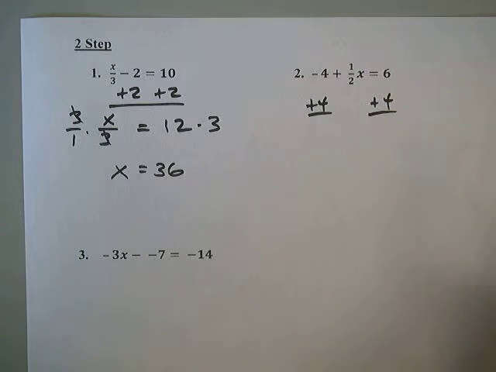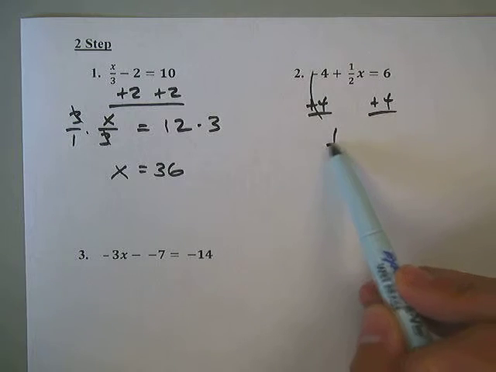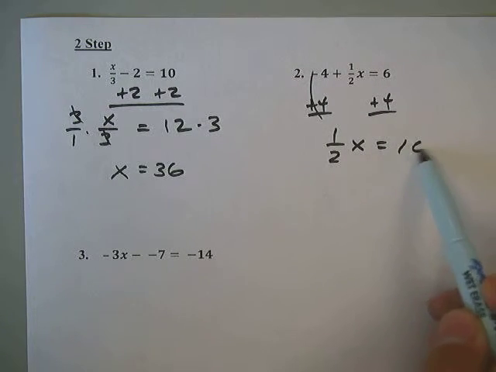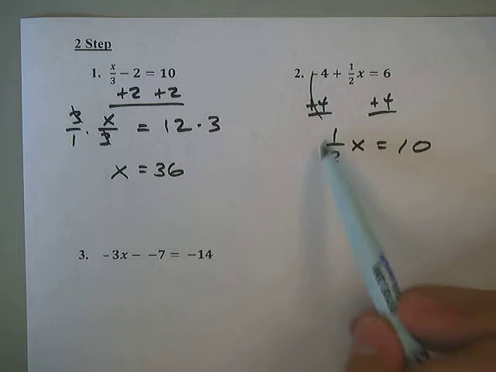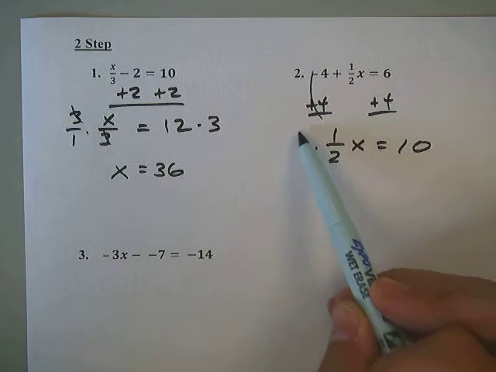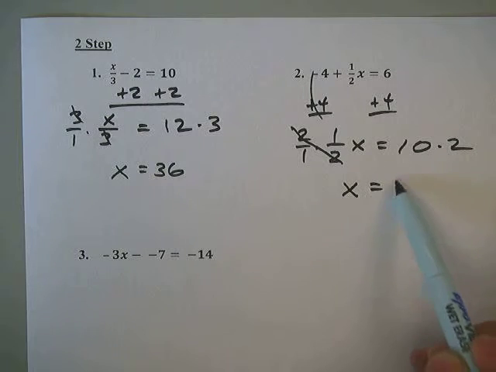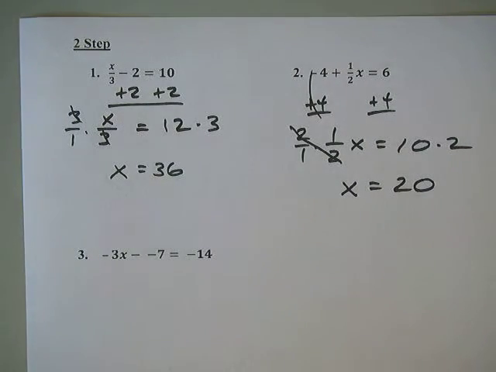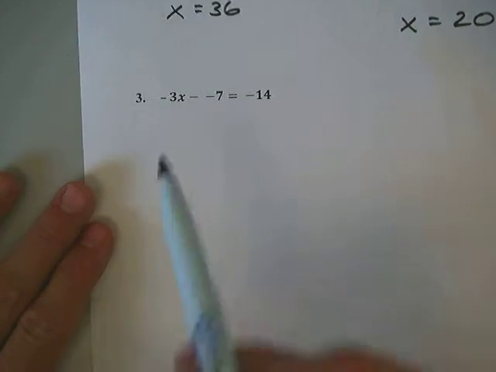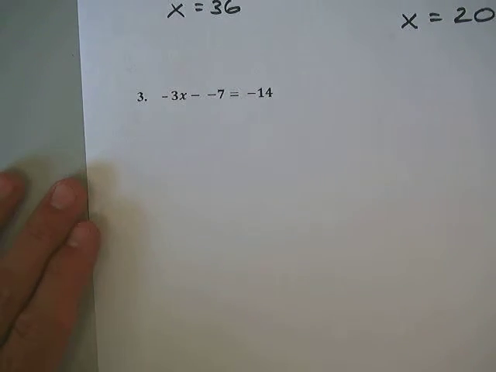All right, let's talk about number 2 here. What can we do? Again, don't get stuck. This says plus. We're not going to subtract. We're actually going to add 4. So these cancel. And I get 1/2 x equals 10. It's one of our special cases here. We're not going to divide by a half. We're going to multiply by the reciprocal. x equals 20, just like that.